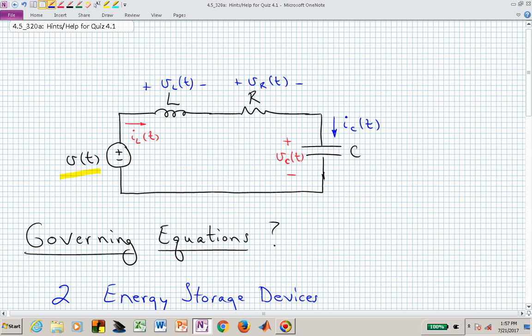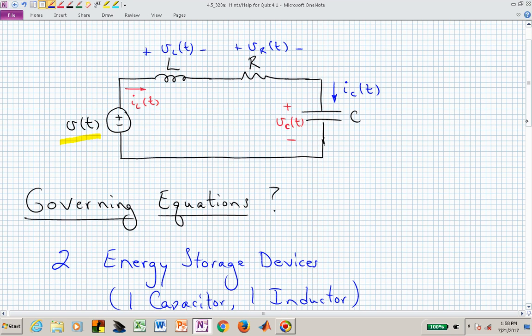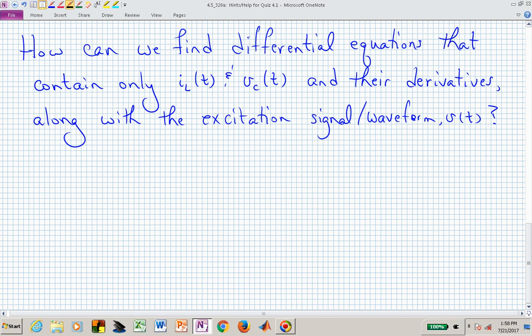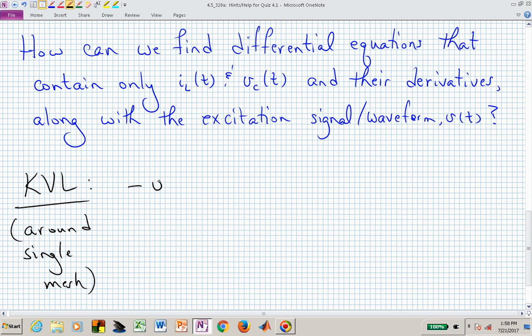Note in the way that I have this color-coded that the state variables or the variables of interest are actually the inductor current in red, I sub L of t, and the capacitor voltage, V sub C of t. But to begin with, let's just write down some equations that are actually true or valid. And the first one that we can write down is a KVL equation, and this is around the single mesh. And that says that we have minus V of t.